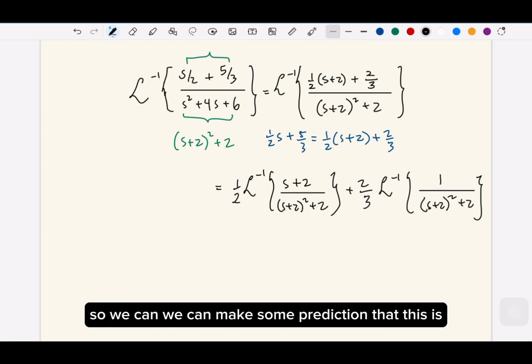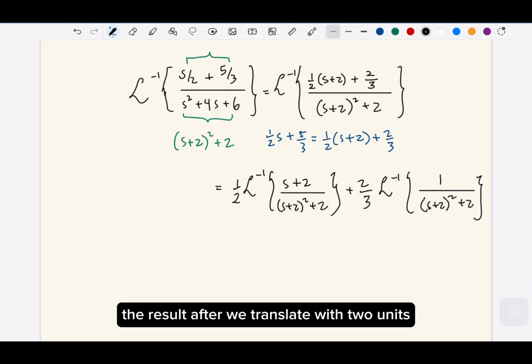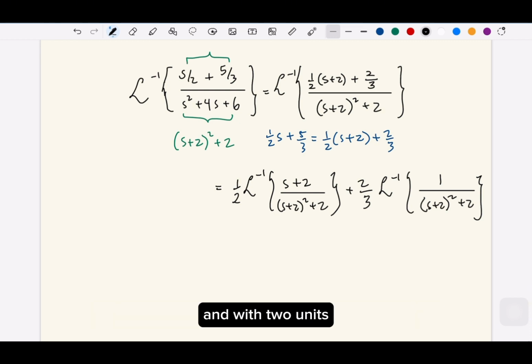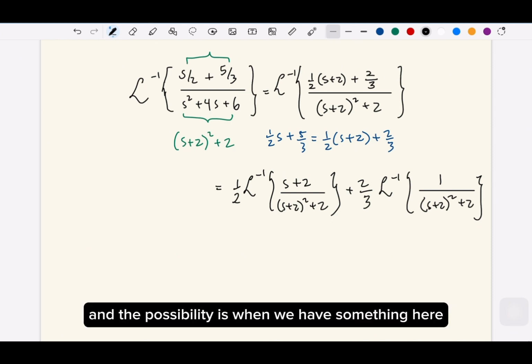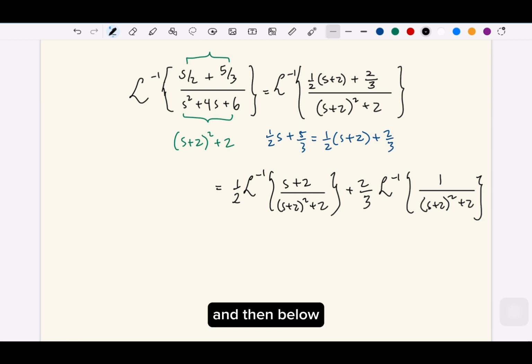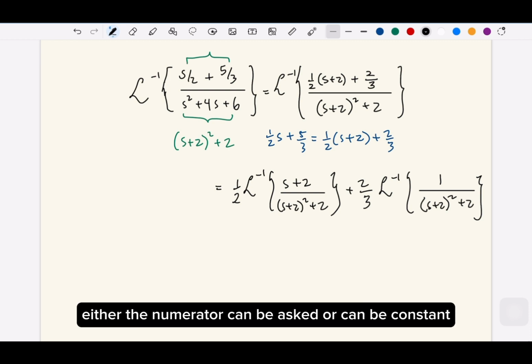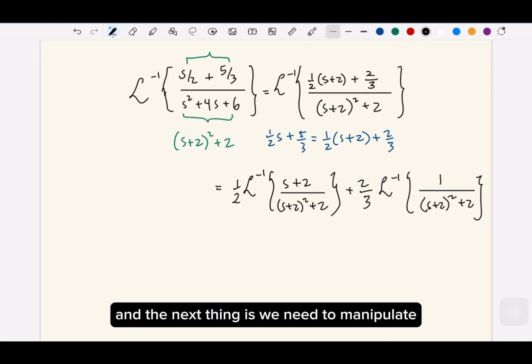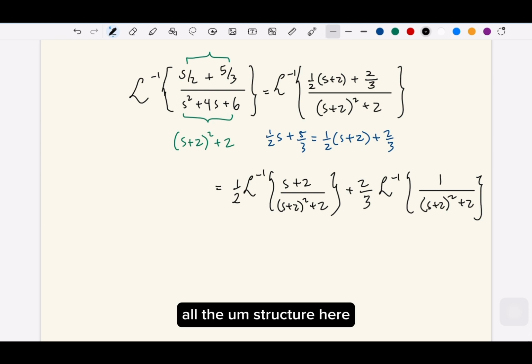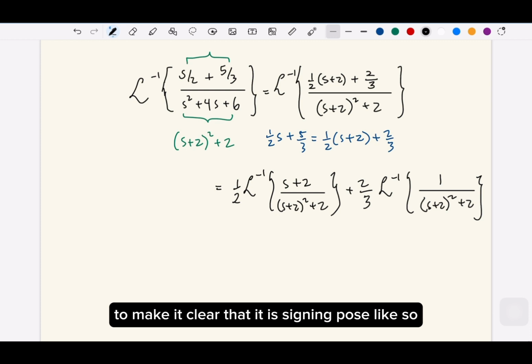So we can predict that this is the result after we translate with 2 units, so at the end we need to multiply with e to the power of 2t. But we need to know what kind of Laplace transform brings this together. The possibility is when we have something here and below is s squared plus a constant, either the numerator can be s or can be a constant. It's either sine or cosine. And the next thing is we need to manipulate all the structure here to make it clear that it is sine and cosine.